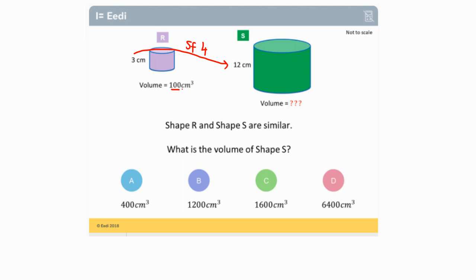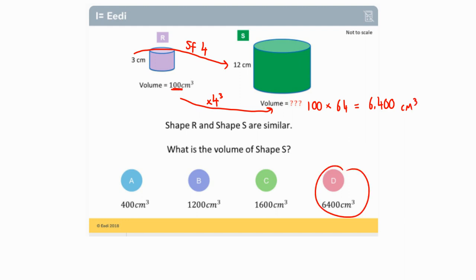If the volume for this one's 100 centimetres cubed, to work out this volume, you would have to times by 4 cubed. So that would come out as 100 times 64, which is 6,400, and it would be centimetres cubed, which is that answer down there.